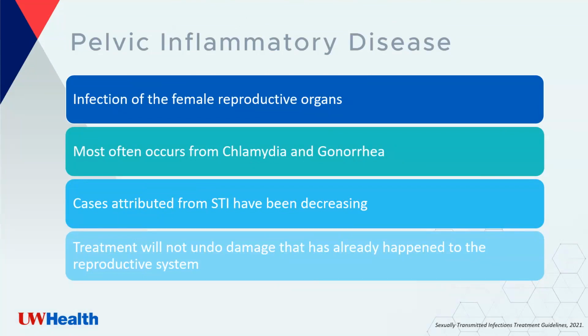Most often, pelvic inflammatory disease occurs when a sexually transmitted infection is spread from the vagina to the uterus, fallopian tubes, or ovaries, and that typically occurs when patients are unaware that they have these STIs. Luckily, in most recent years, cases attributed to STIs leading to pelvic inflammatory disease have been decreasing, which is encouraging. And it's important to note that treatment for pelvic inflammatory disease will not undo damage that has already been done, but rather just prevents any worsening from happening.